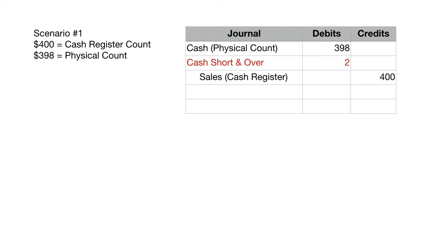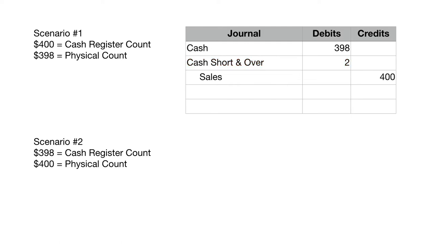In this example, we're $2 short, so we can put a 2 in the debit column to make the journal entry balance, and we'll debit the account cash short and over. Now let's look at scenario 2.